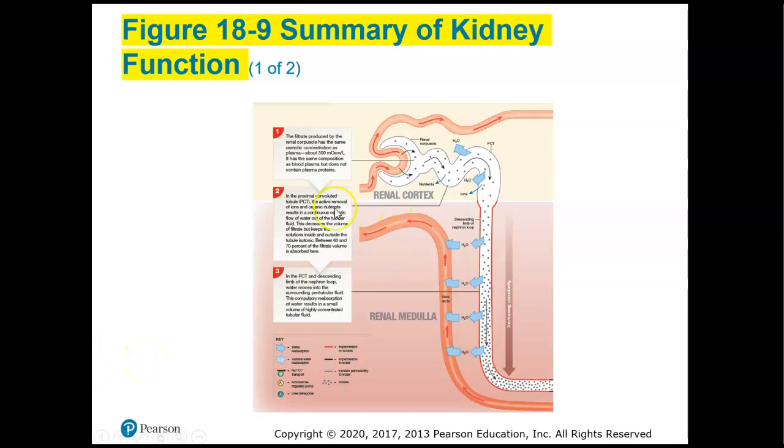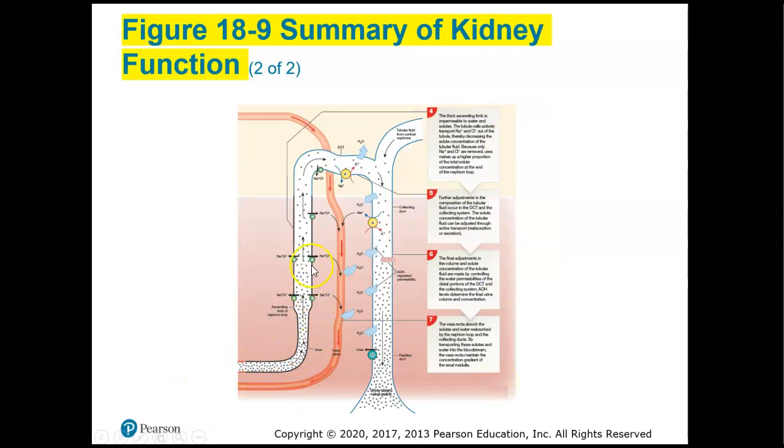Now we'll summarize kidney function. Here at the renal corpuscle, we have filtration, that's step 1. And then as the filtrate moves through the PCT, step 2, mostly what's going on is the reabsorption of the important stuff like the glucose and amino acids back into the blood. And then you have the descending limb of the nephron loop, where water is leaving and the urine filtrate is becoming more concentrated to the bottom of the loop.